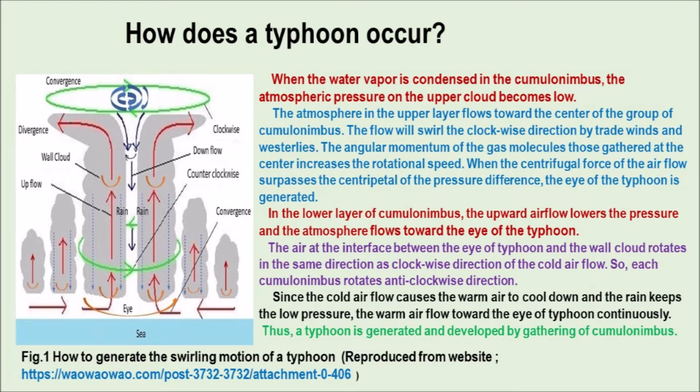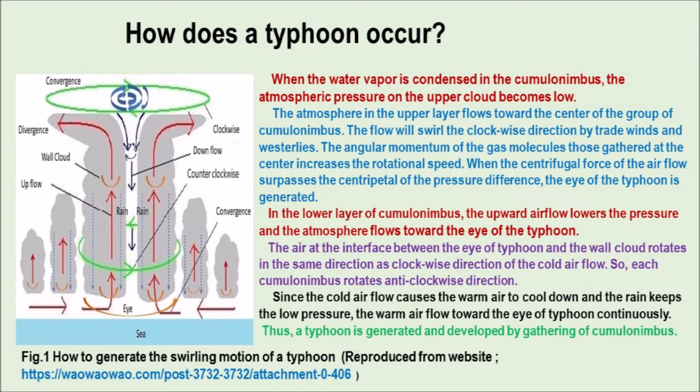When the water vapor is condensed in the cumulonimbus, the atmospheric pressure on the upper cloud becomes low. The atmosphere in the upper layer flows toward the center of the group of cumulonimbus. The flow will swirl in the clockwise direction by trade winds and westerlies. The angular momentum of the gas molecules gathered at the center increases the rotational speed.